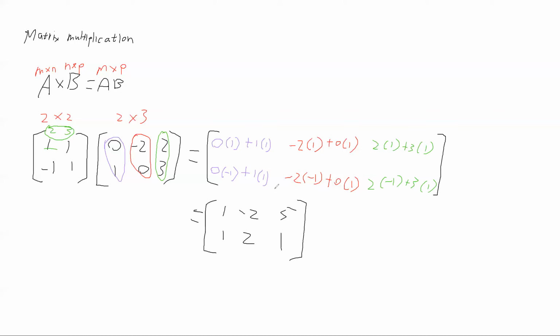Basically, this works for any dimensions of matrices as long as the dimensions match. Again, by dimension, I mean the number of columns in the first matrix and the number of rows in the second matrix. If these two numbers are the same, then you can proceed with matrix multiplication, which is done in this form.